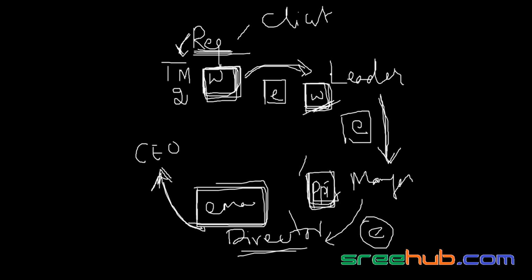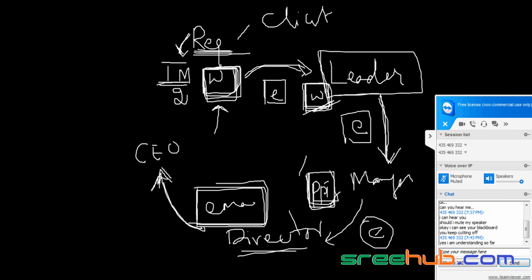Now let us say that whenever my Word went to the leader, there is a chance that the team member can edit something in Word. Now the latest Word is with my leader, but the team member is doing something else after sending it to the leader.